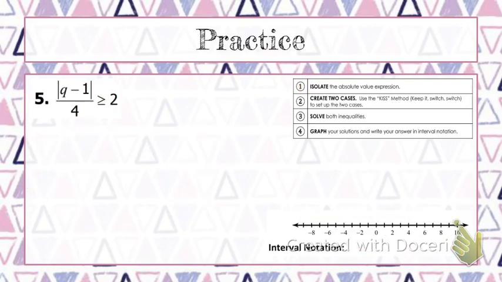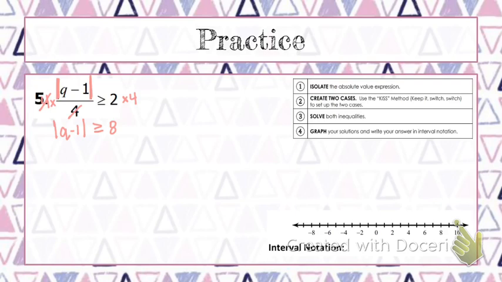Okay, so for number 5, we actually do have to complete step 1, which is isolate the absolute value expression. So we need to get this part of the equation by itself. So that is being divided by 4. The opposite of dividing by 4 is to multiply by 4. So we're going to multiply both sides by 4, and we'll get the absolute value of q minus 1 is greater than or equal to 8.